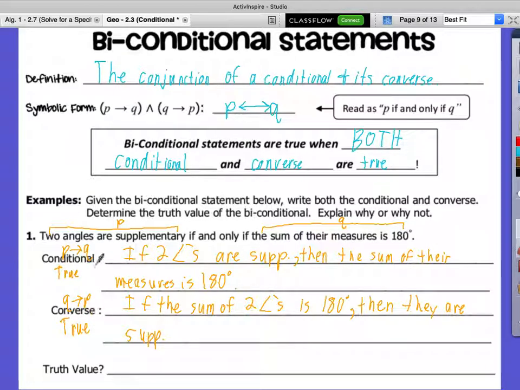So, are both the conditional and the converse true? Yeah, so what's that make the biconditional if both the conditional and converse are true? It makes it true. Now, even if one of those was false, we would say it's false because one of these two is false, and we would say which one's false. Questions on that? Okay, we're going to stop there in the notes for now.